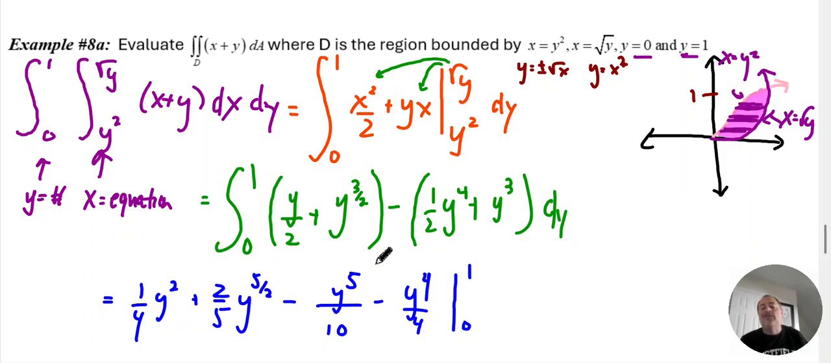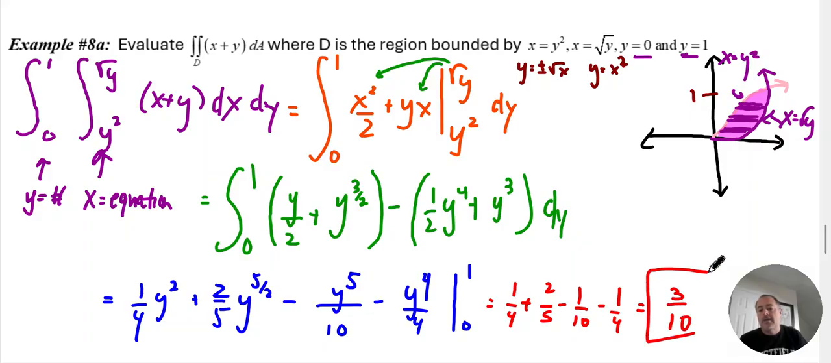So all I have to do really here is just plug in 1 to our function and then evaluate from there, right? So we're left with a 1/4, plus 2/5, minus 1/10, and then a negative 1/4, and then when all is simplified down, we get 3/10. All right, so we could absolutely have done this problem with respect to x, or our region 1, but again, I just want to show you guys an example where we start with a region 2. So I hope that example was helpful for you.